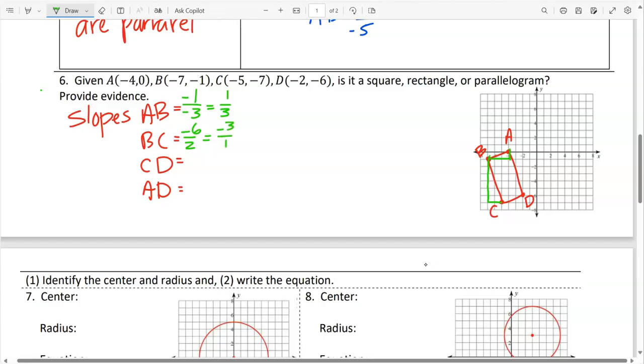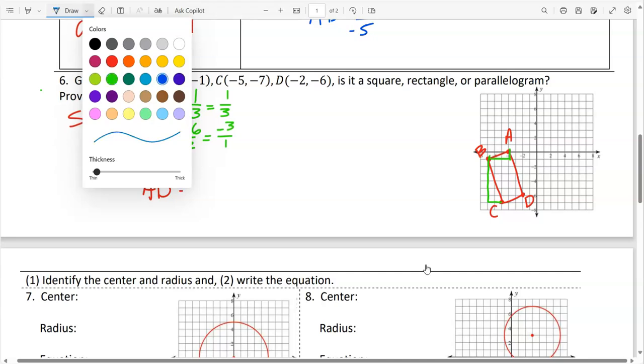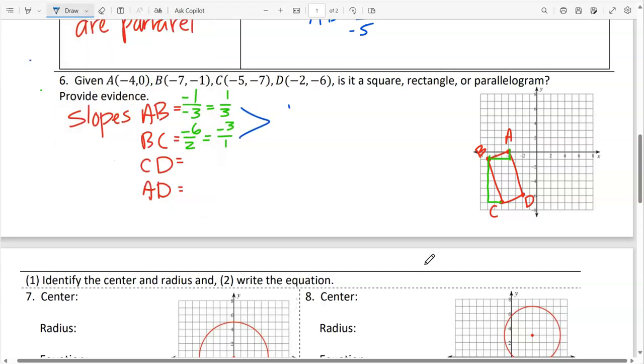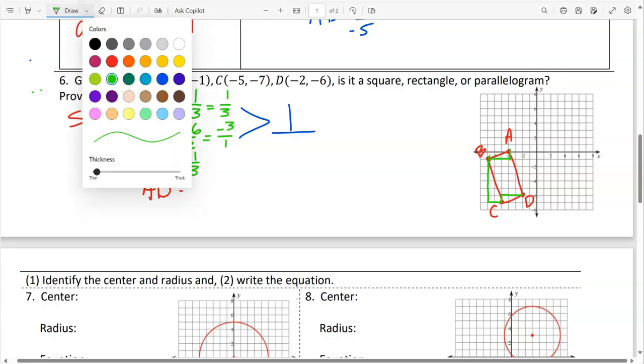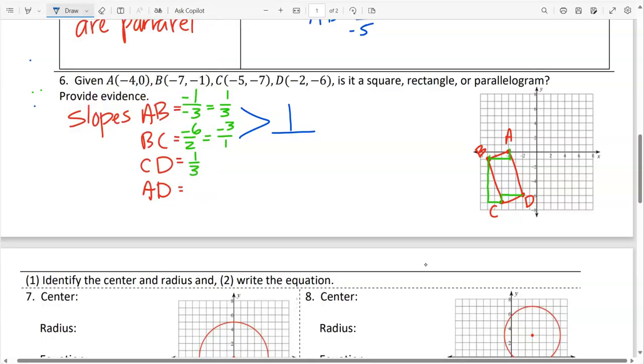And right now I can see these are, in fact, perpendicular. We use this sign for perpendicular. Back to green. Let's do CD. Up 1, 1, 2, 3. +1 over 3. And so we have what? We'll go down and over. These are parallel. That means parallel. I'm going to write the word parallel as well.